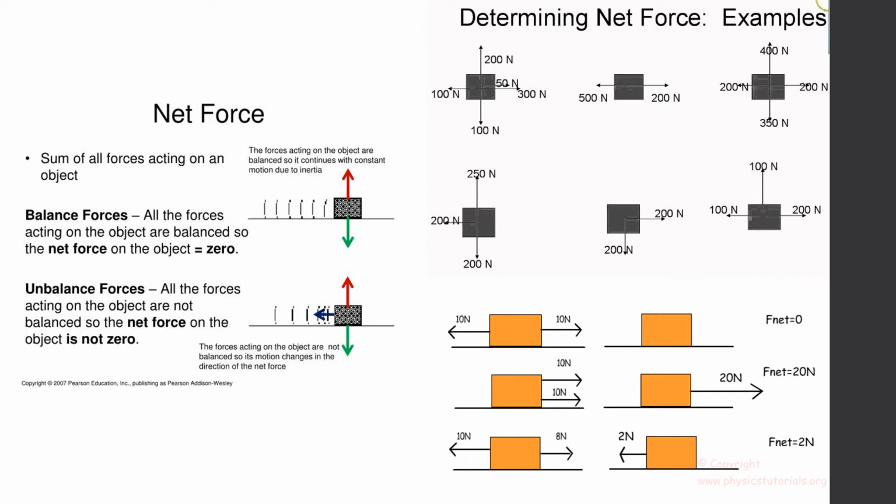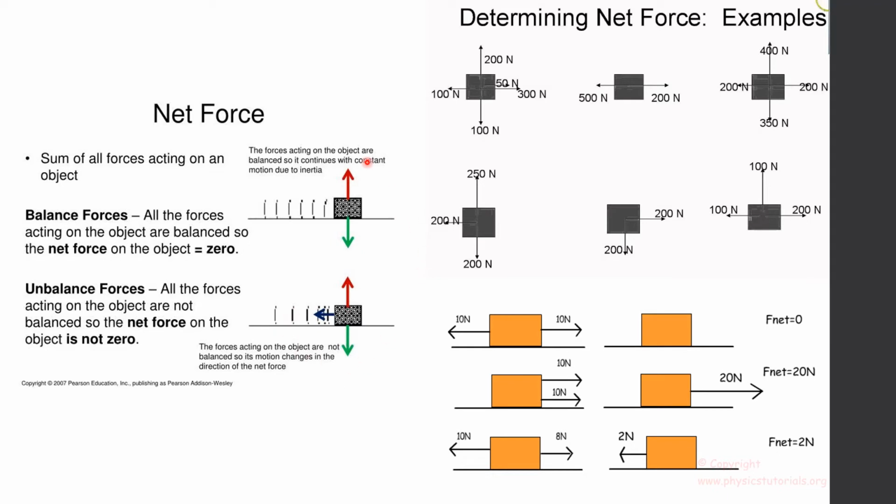So for the net force, we have two kinds of forces. First is the balance force, and next is the unbalanced force. If there is a balance force, meaning the net force is zero, it could be moving with constant speed or it could be at rest. Then for unbalanced forces, meaning when you add everything, all the forces, it will not be equal to zero, meaning the object is in motion.